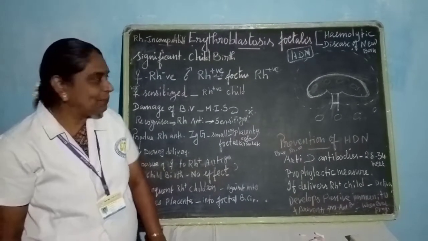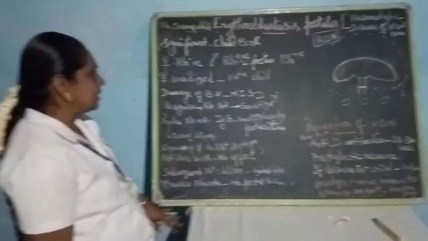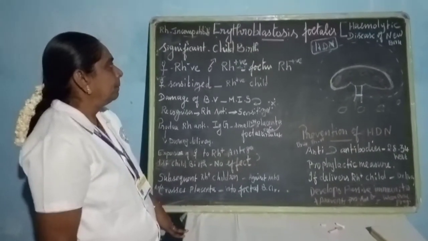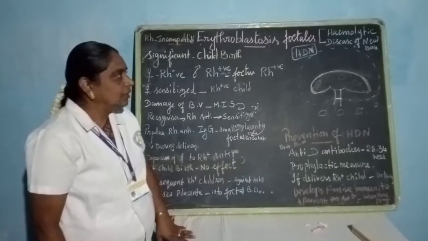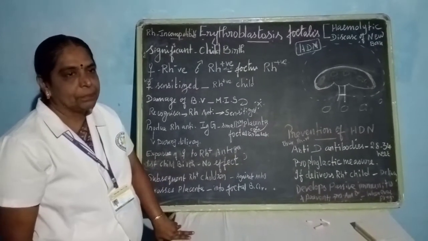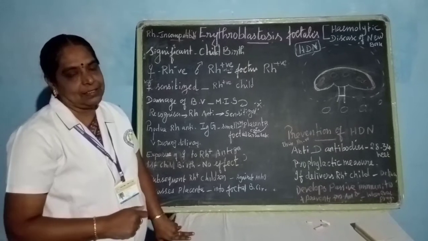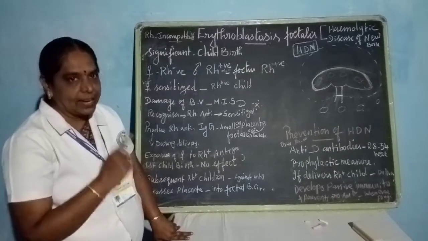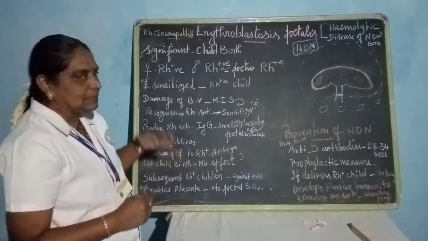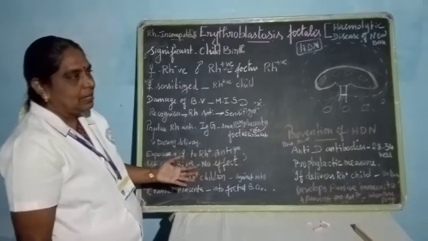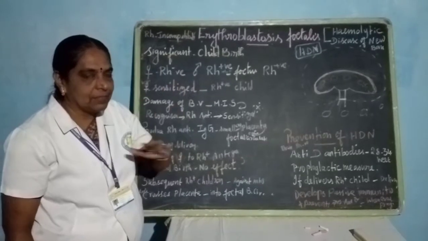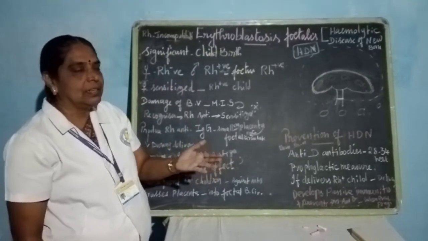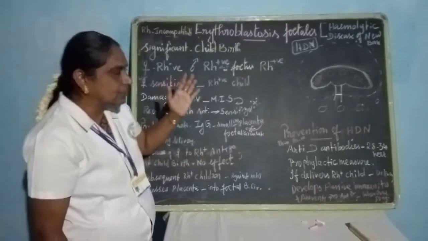Namaste children. Last class we discussed the RH factor, the types of RH factor, and which antigen determines the RH factor. The presence of antigen D gives the RH positive, and the absence of antigen D determines the RH negative factor.